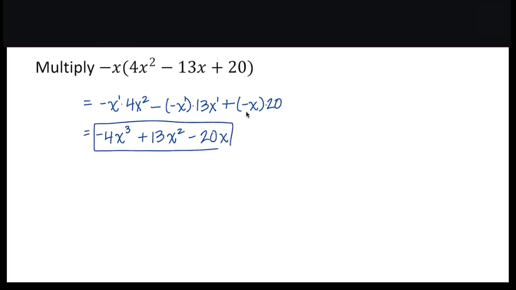So here's my final answer, and something to observe is that when I multiply by a negative monomial, all of the terms in the polynomial are going to have the opposite sign in the answer. So we had positive, negative, positive, but now I have negative, positive, negative.